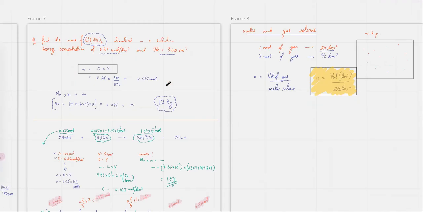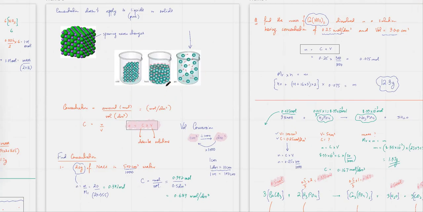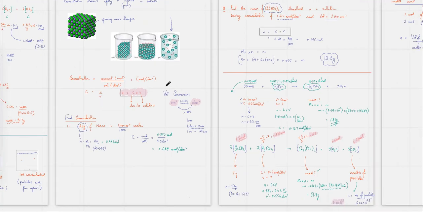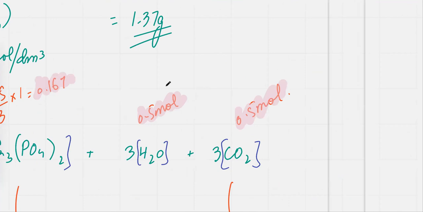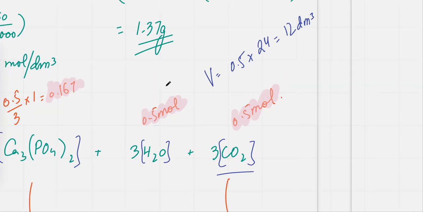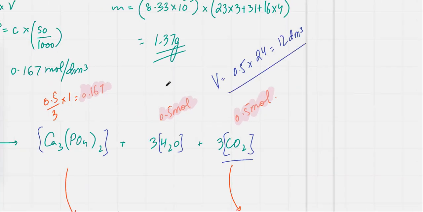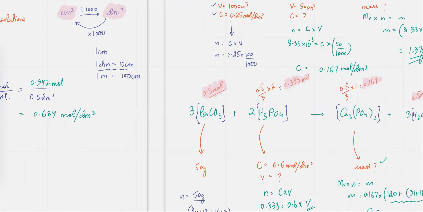For example, in the previous questions where there was any gas involved, they might ask you to tell them the volume of this gas. So it's going to be 0.5. The volume of gas would be 0.5 multiplied by 24, and that would give you 12 dm cube. So if you know the moles, you can find the volume of a particular gas. Within the question, you'll get these things.